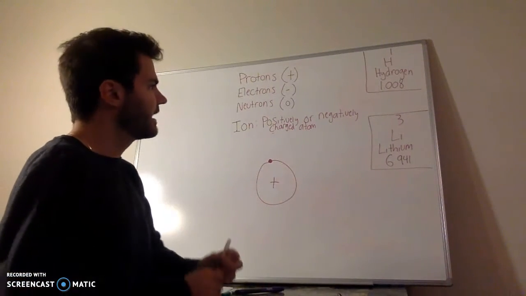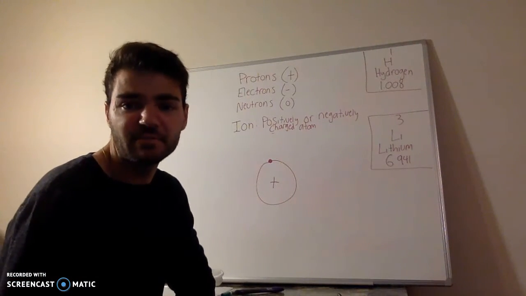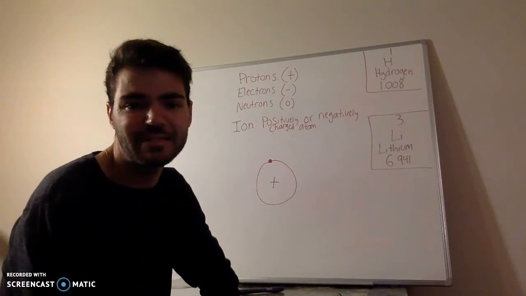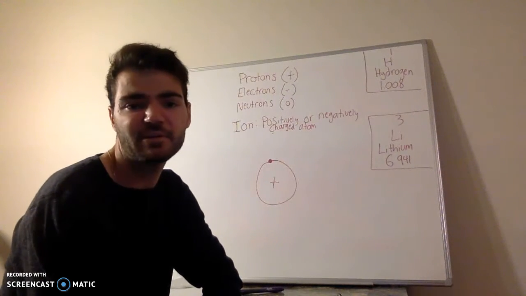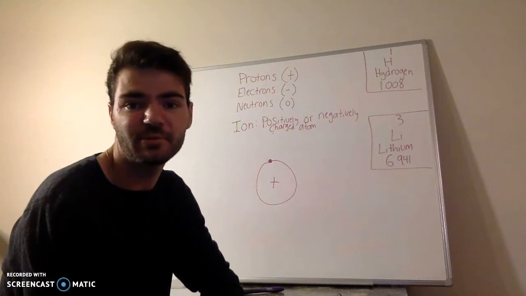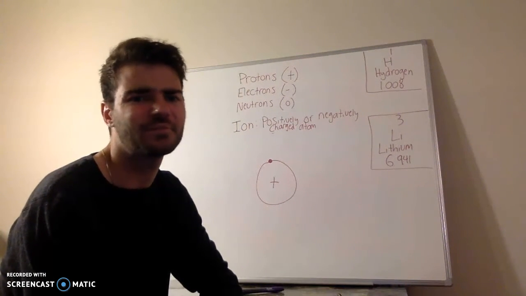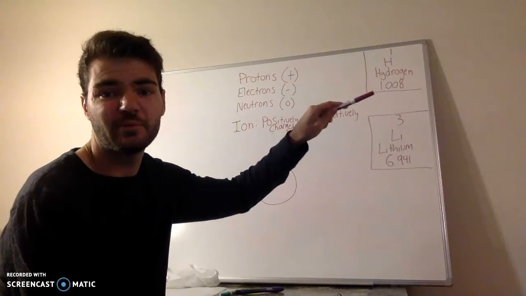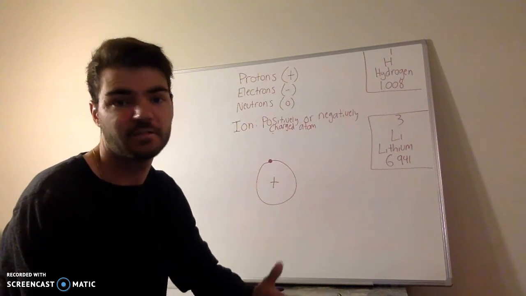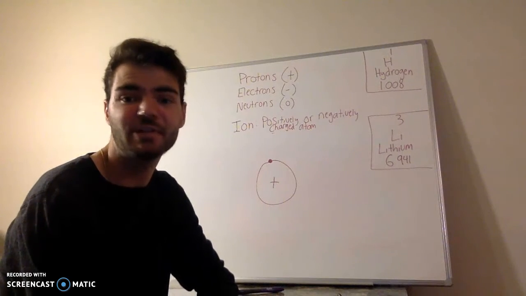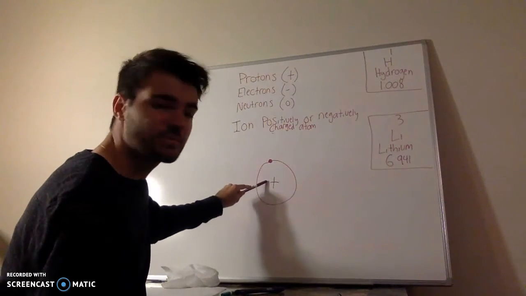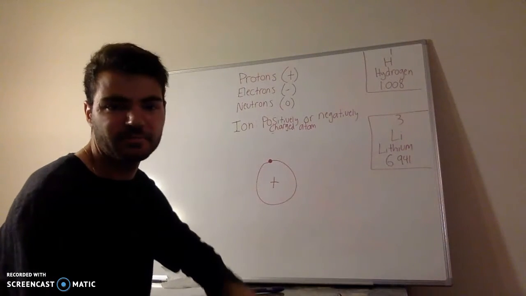And then we need to find out how many neutrons it has. Well, its atomic number is 1. Its atomic mass is 1.008. And if I were to round that to the nearest whole number, 1.008 just rounds to 1. What's the difference between 1 and 1? Nothing. 0. So hydrogen actually has 0 neutrons. All hydrogen is, is a proton and an electron.